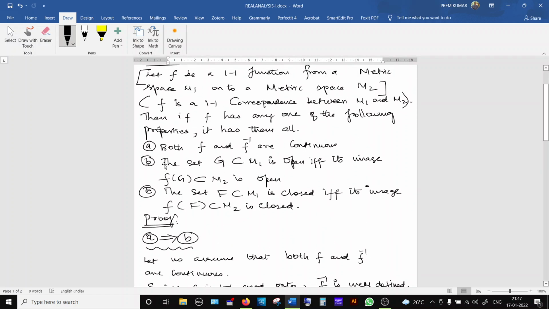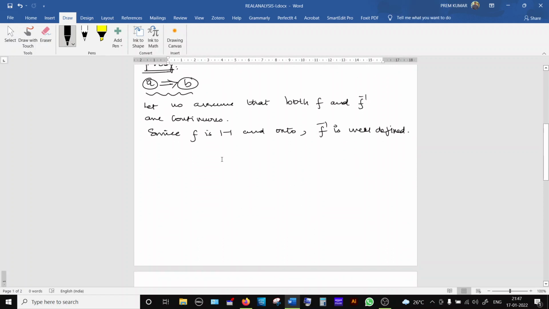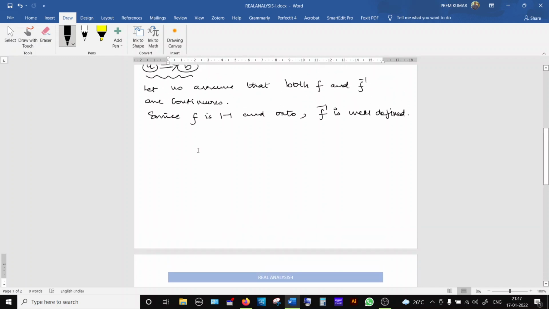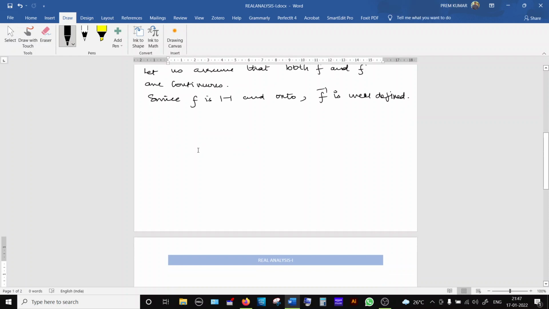Now we are going to prove that statement B is true. First we will assume that G is open in M1 and prove that the image is open in M2. Then we will assume that f of G is open in M2, and then the corresponding inverse image G is open in M1. So for the same assumption A, we are going to prove B, which in turn is proving necessary and sufficient. So now we assume that both f and f inverse are continuous. Since f is one-to-one and onto, f inverse is well defined.